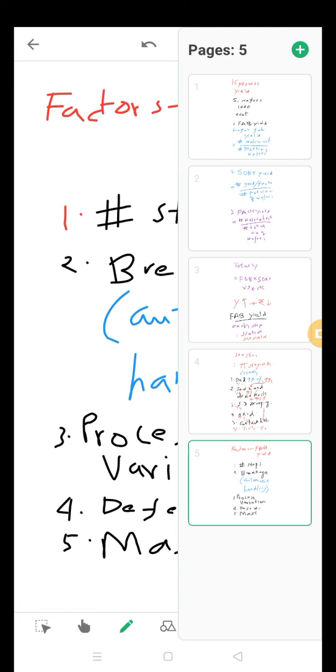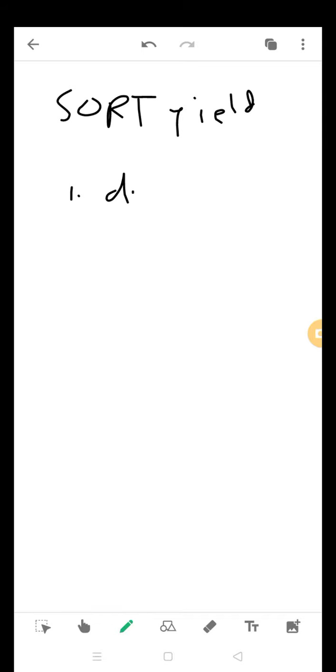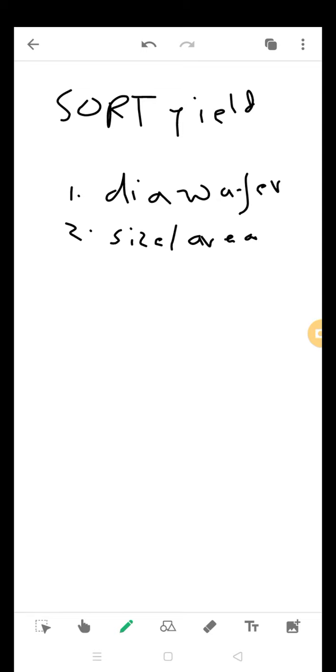Coming to the sort yield, it is basically dependent upon the electrical functionality of the material, and the factors which are governing it are the diameter of the wafer and the size to area ratio of the wafer.